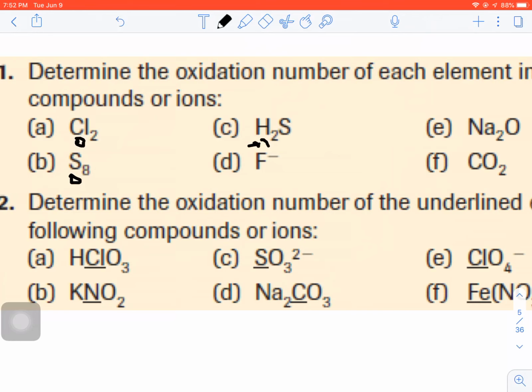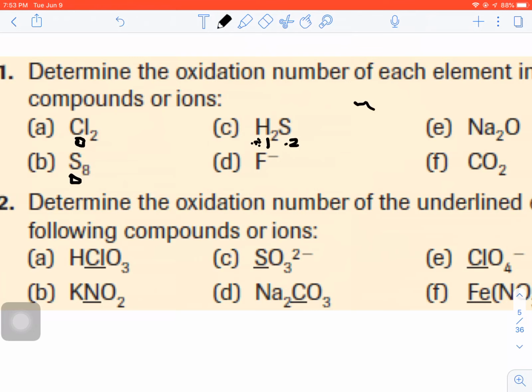So if I've got 2 plus 1s for the hydrogens, the sulfur has to be a minus 2. Let me just erase some of this stuff. Plus 1 for hydrogen, minus 2 for sulfur.